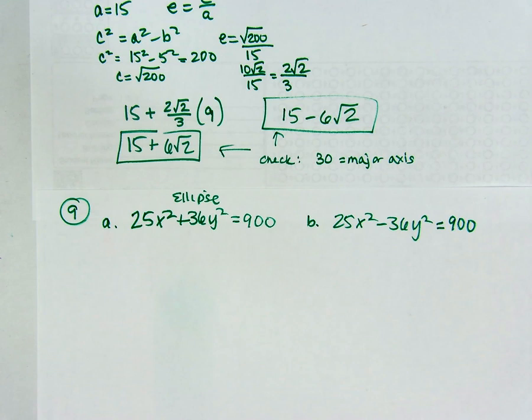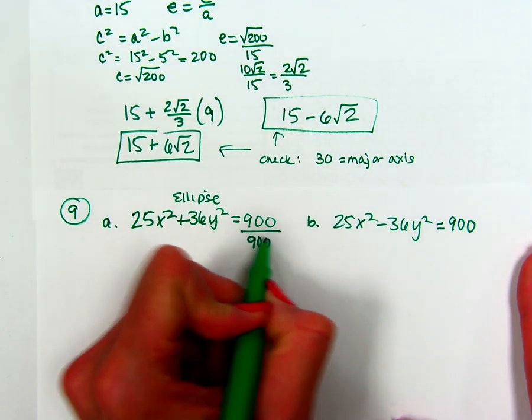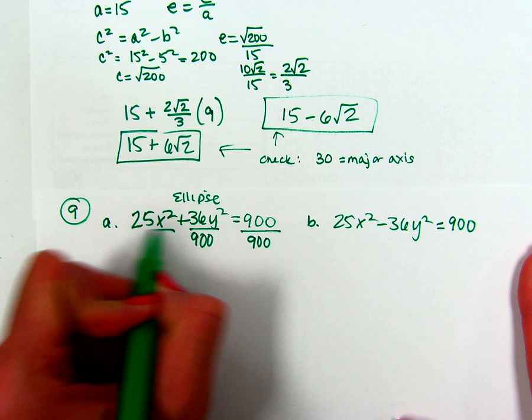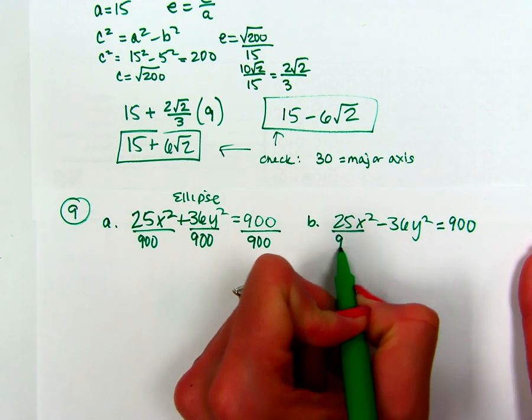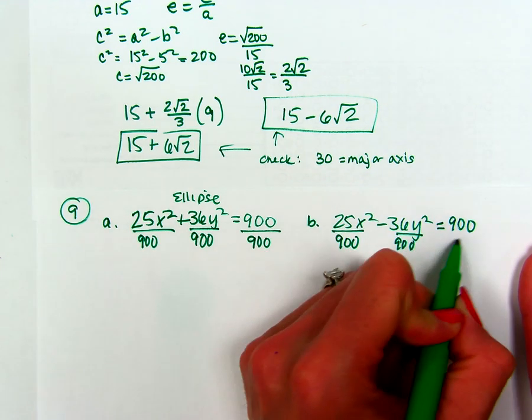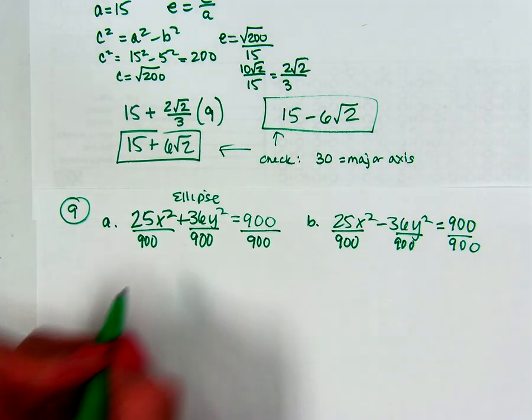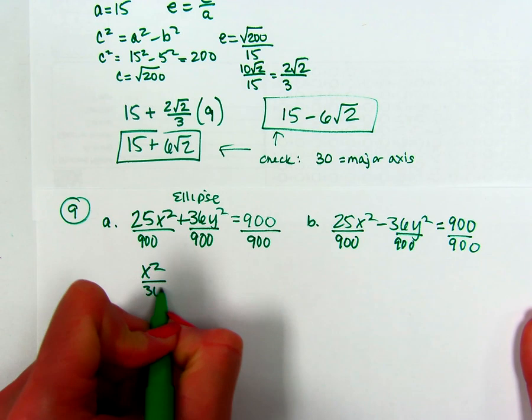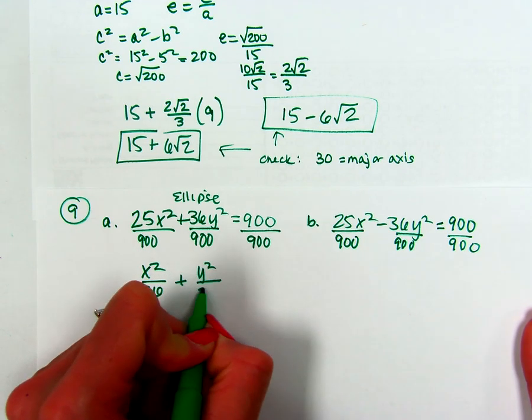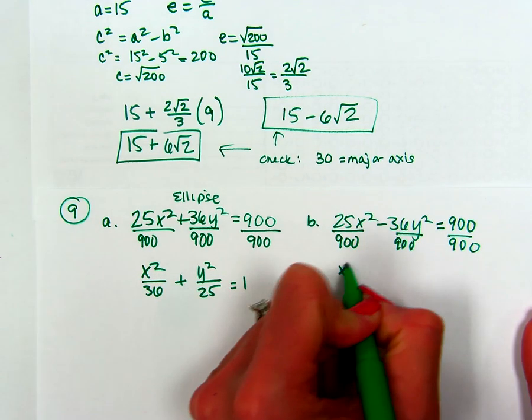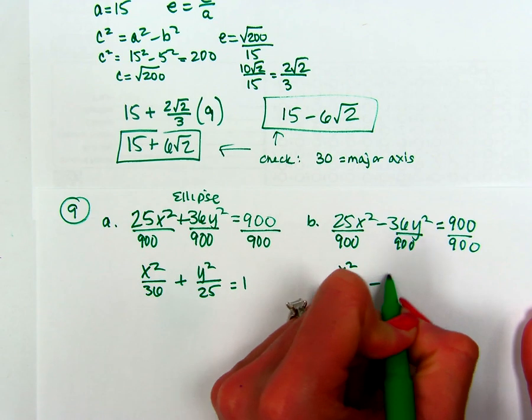All right, so recall that normally in our equations we have it equal to 1, so we want to divide by 900. And then we're going to reduce our fractions. So you're going to get x squared over 36 plus y squared over 25 equals 1, and here it's just the same thing except it's subtraction.